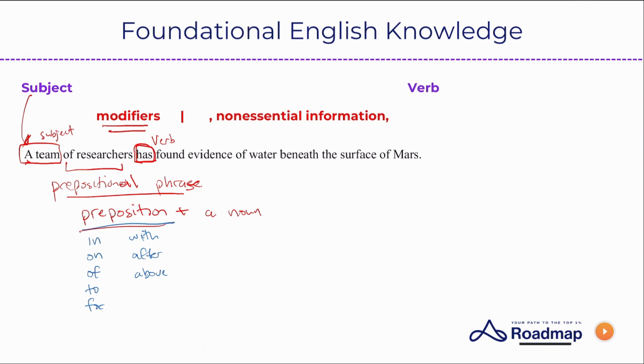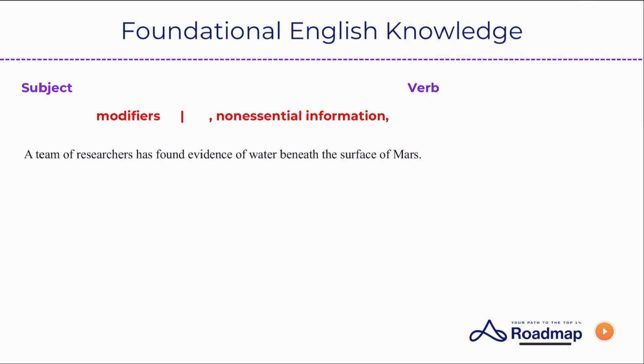your prepositional phrase. So in this example here, a team of researchers, of is my preposition. It's that connecting word, and then it pairs with the noun researchers. So of researchers. The job of a prepositional phrase is to add specific details to information in the sentence. So of researchers just specifies which team we're talking about. So it's not a team of dentists, it's not a team of doctors, it's not a team of teachers, it's a team of researchers.